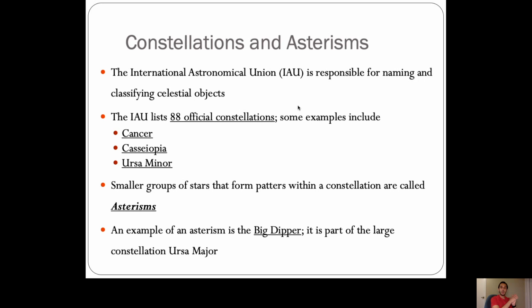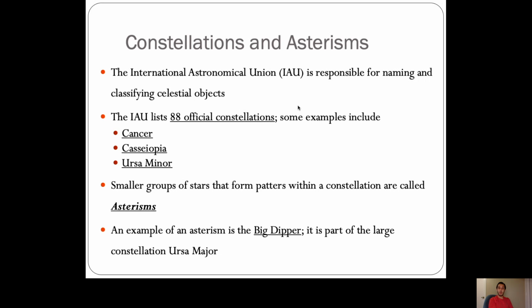Constellations and asterisms. Now, there is an organization called the International Astronomical Union, and it names and classifies celestial objects. It lists 88 official constellations. Some examples include Cancer, Cassiopeia, and Ursa Minor. There are lots, there are 88, and you've heard some of these before.